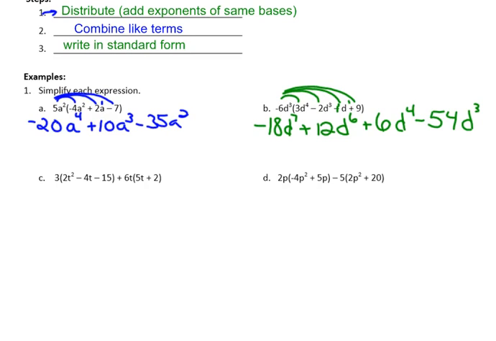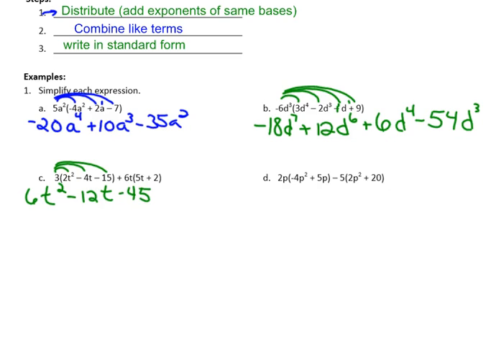Okay, now this one, we're getting a little bit more complicated. I just have the 2 sets that I have to do. Well, I can do that. So I'm going to start. This one's going back to 7th grade, just multiplying by my 3 out front. So 3 times 2 is 6t squared. 3 times negative 4 is negative 12t. 3 times negative 15 is negative 45.